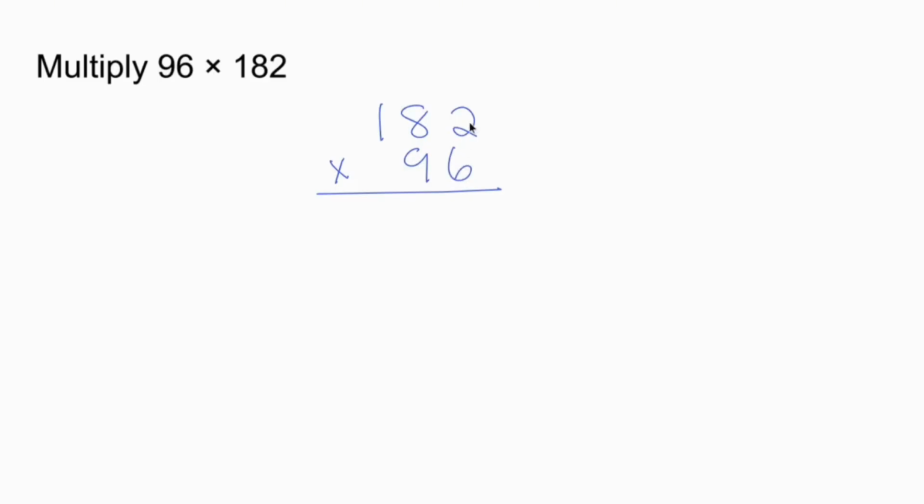So 6 times 2 is 12. Write out your 2, carry over your 1. 6 times 8 is 48. 48 plus 1 is 49. Write out your 9, carry over your 4. 6 times 1 is 6. 6 plus 4 is 10. Write out 10. Now that I'm done with the 6, I'm going to cross out these numbers because I don't want to accidentally reuse them.